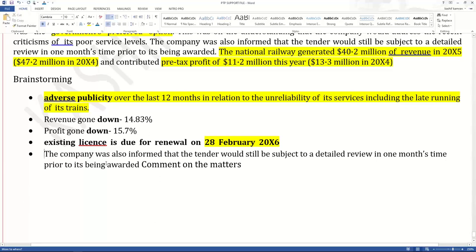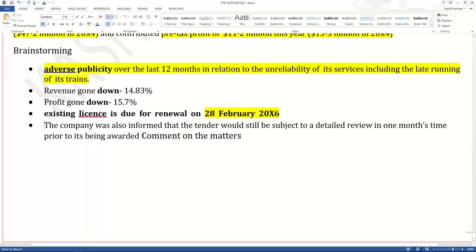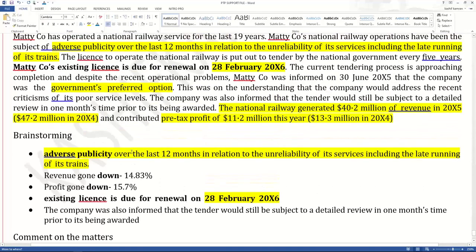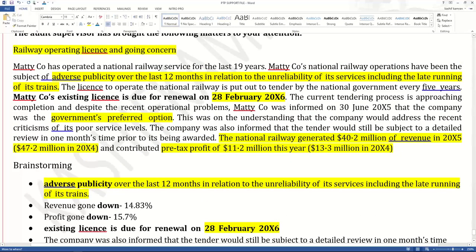Probably no, right? So the government will review the performance of the company in 1 month's time to assure whether the license should be given to them or not. So that is the case study. We've read the case. So do you understand from the case that there are certain issues facing the going concern status of the company? The revenue has gone down, the profit has gone down, there has been adverse publicity. The government will review things in 1 month's time and then decide whether to give them a license or not.